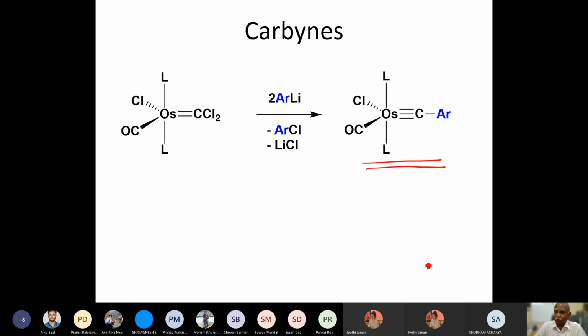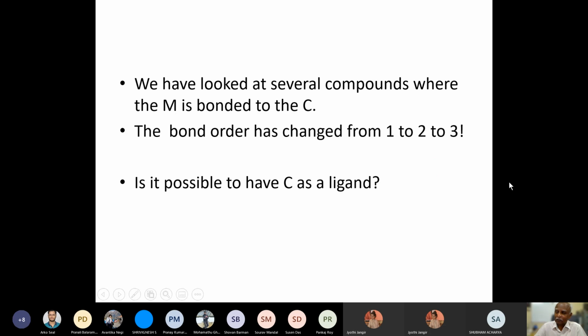So I think I will stop here with this. I will discuss this in a problem that I will give you. So we have come to carbene to carbyne. Is it possible to make a carbide? The answer is yes. I will again discuss it in a post which I will do.